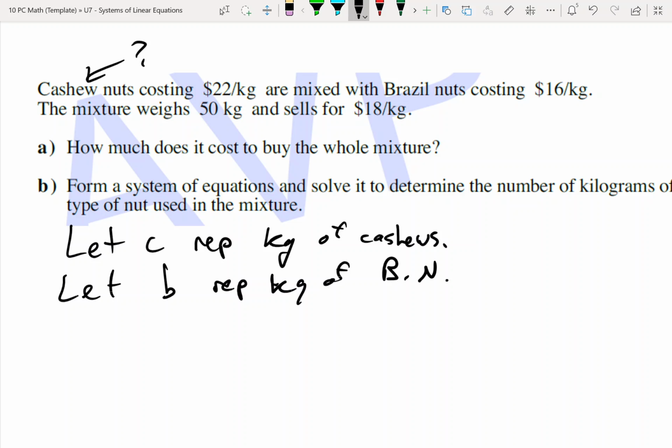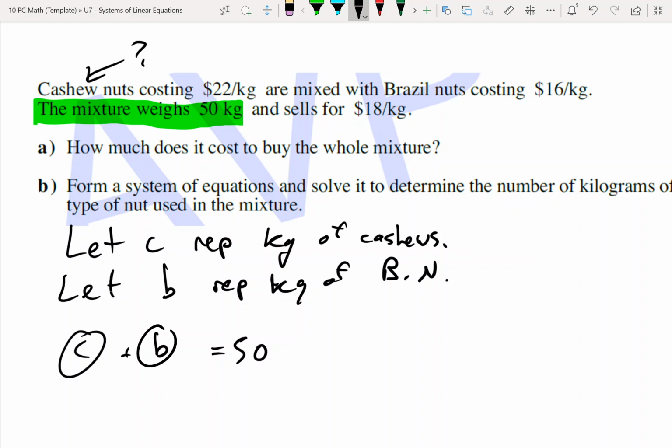Okay? Now, we're going to have two sentences again. The first sentence, the mixture weighs 50 kilograms. So that means the total is going to be 50 kilograms. I need to add the two together, C plus B. C is the weight, B is the weight. So weight plus weight equals weight, that makes sense. This is just weights.